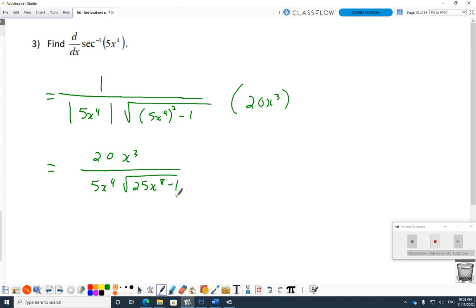It looks like I missed something. What does it look like I missed? You might say I missed the absolute value. You forgot, Mr. Todd, you forgot to write the absolute value. But why didn't I? X to the 4th is already staying positive. I don't need the absolute value there. That doesn't happen all the time. So I don't want you to think the absolute value always cancels anyways. No, but sometimes it does. And so what I get here is 4 over x root 25x to the 8th minus 1.